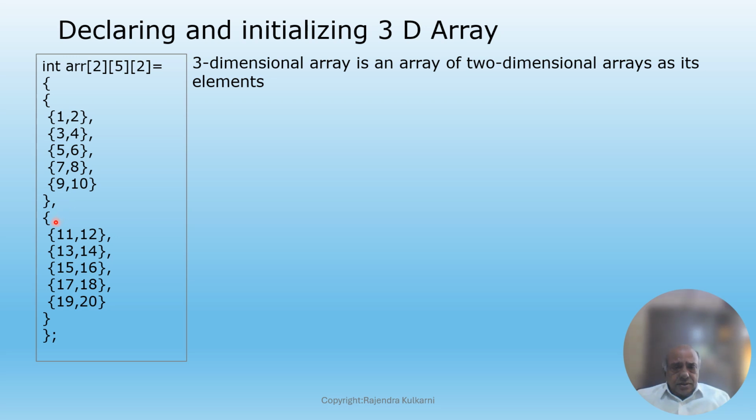Similarly, this is the element number 1. If we call this the 0th element, then this is the element number 1 of the 3D array ARR. In this element also there is a 2D array with 5 1D arrays, each with 2 int constants as its elements.